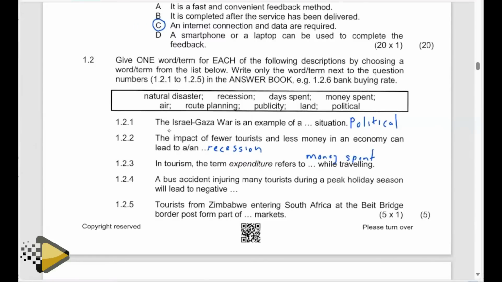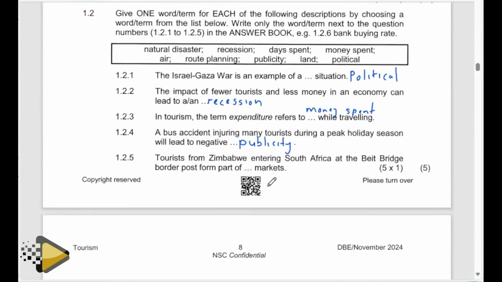Then 1.2.4, a bus accident injuring many tourists during a peak holiday season will lead to negative publicity. When there is a bus accident leading to the loss of life, this will result in negative publicity. So our correct answer would be publicity. Then 1.2.5, tourists from Zimbabwe entering South Africa at the Beitbridge border post form part of the land markets, simply because they pass through a land border post. Which brings us to the end of 1.2.